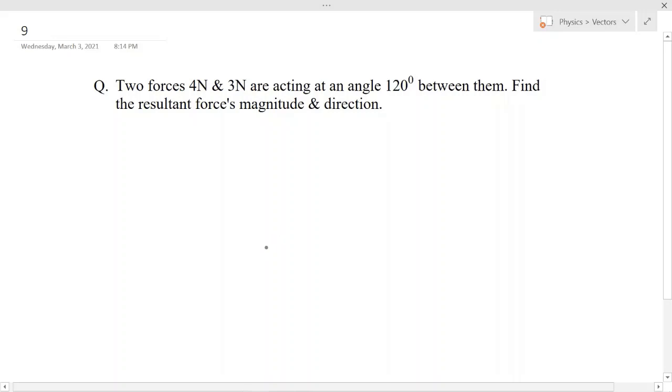In this session, we will do some problems based on vector addition. So there are two types of vector addition. One is the triangle law of vector addition and another is the parallelogram law of vector addition. What is triangle law of vector addition?